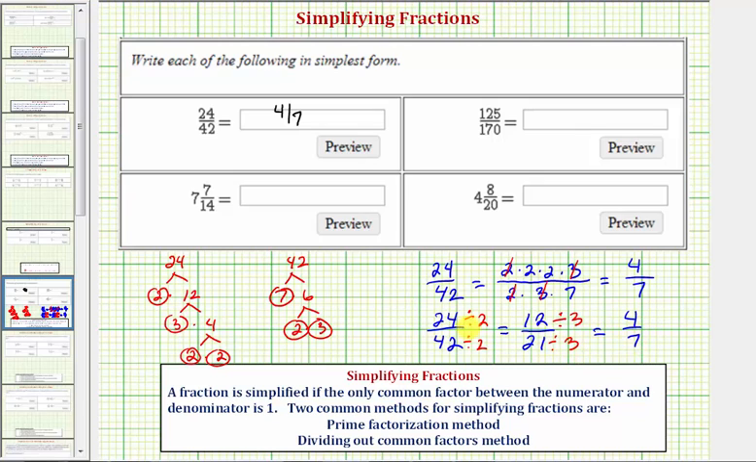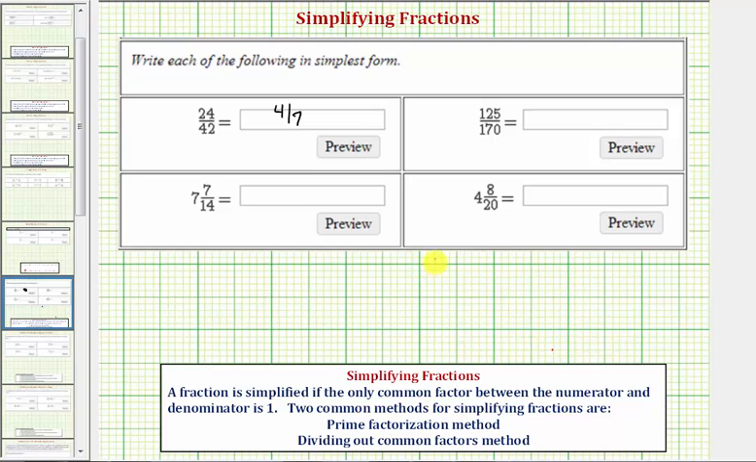If we could recognize that 6 is the greatest common factor of 24 and 42, we could have divided by 6 and got the simplified fraction in one step. So the nice thing about the prime factorization method is we actually see the common factors, but if you're good at identifying the greatest common factor between two numbers, the dividing out method can be faster.